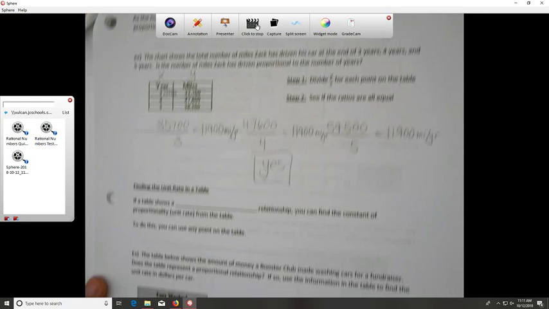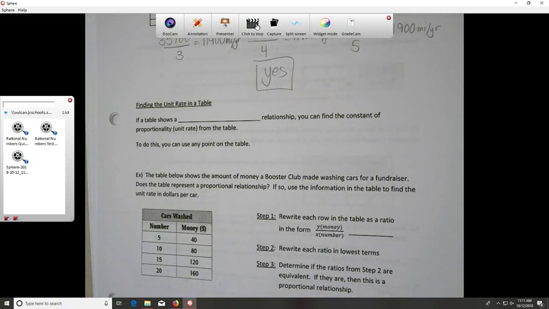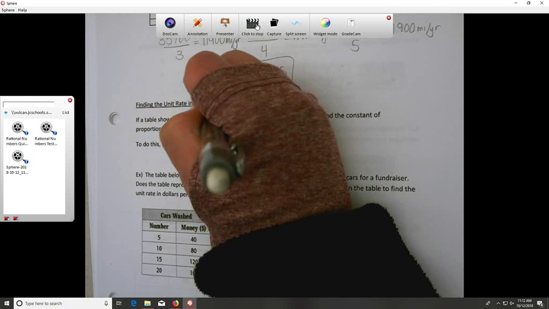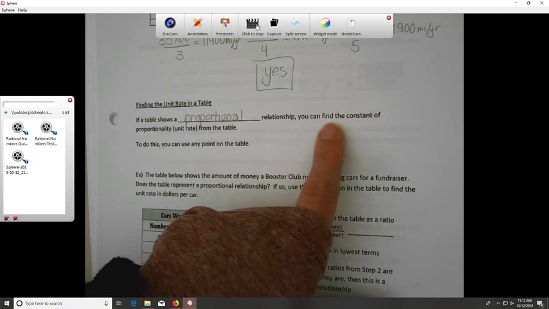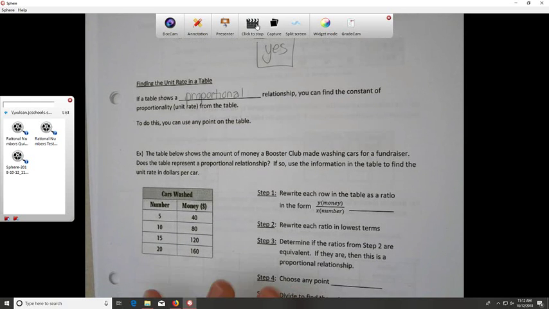Right, so the last thing we're going to talk about here is actually finding the unit rate. And we've basically already done that in the questions that we were doing. So it says, if a table shows a proportional relationship, you can find the constant of proportionality or the unit rate from the table. So constant of proportionality is just a fancy way of saying unit rate. It's the same thing. In order to have a constant of proportionality, you have to have a proportional relationship. So when you have these questions that ask you to find the constant of proportionality or the unit rate, you need to first determine if you have a proportional relationship.